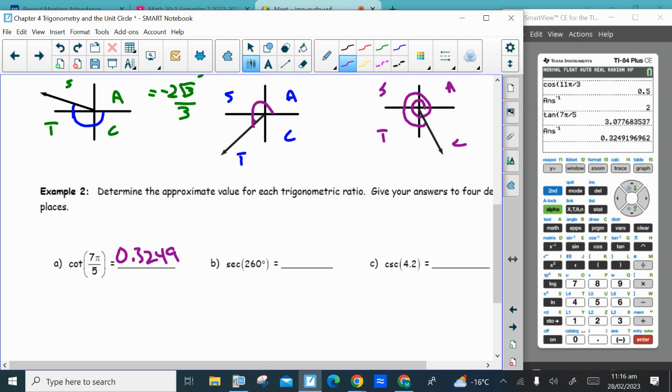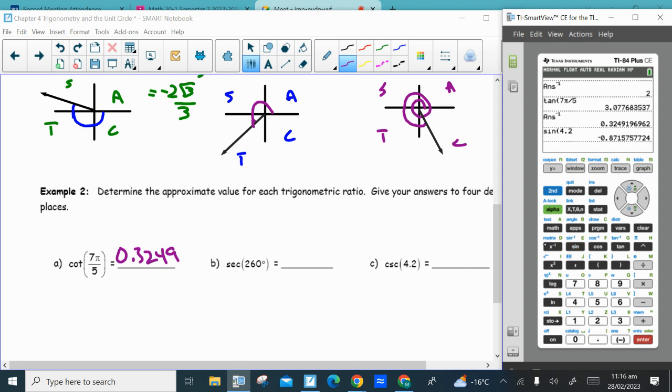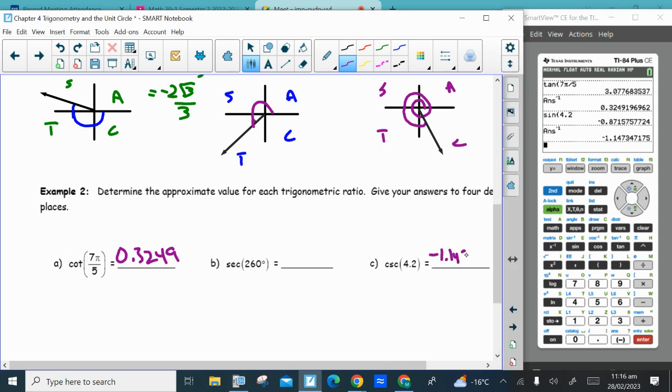Remember, if there is no unit given, it means radians. The first one is in radians because it's a multiple of pi. The middle one is degrees because you've got that degree symbol there. But C is radians because there's no unit given. We want the cosecant, which is the reciprocal of sine. So we'll start by first taking the sine of 4.2, and then the reciprocal of that. Negative 1.1473. Rounded to 4 decimal places.